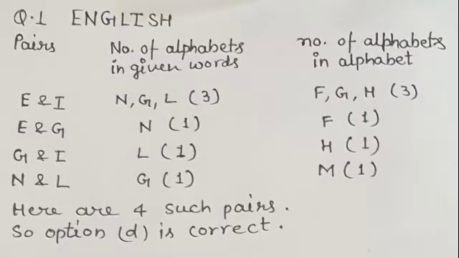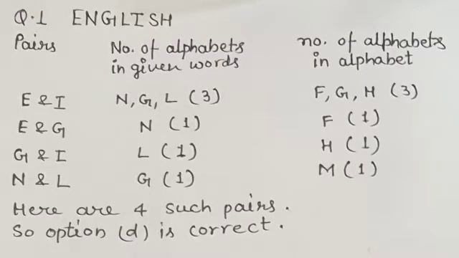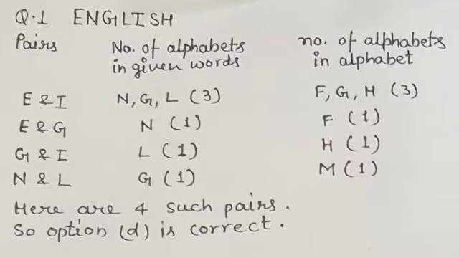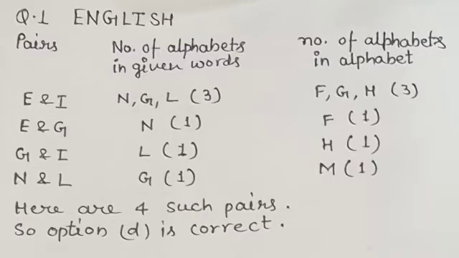My dear students, the questions in this exercise ask us to find such pairs that have the same number of letters between them in the given word as in the English alphabet. In question number 1, the word is English, and we have to find how many pairs of letters have the same number of letters in between them in the word as in the English alphabet. The solution is given on the board.